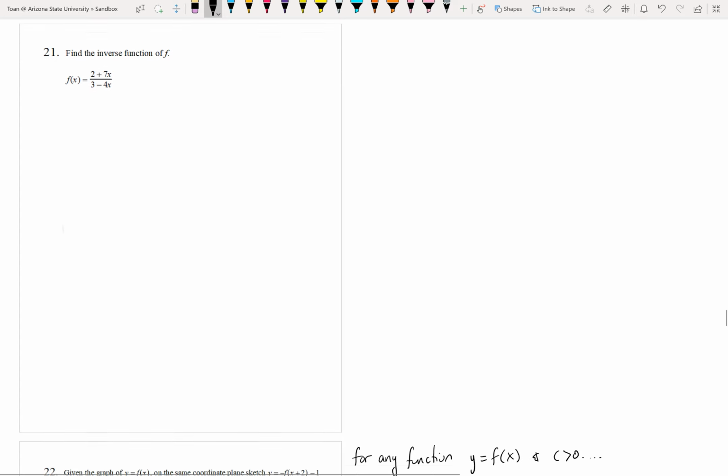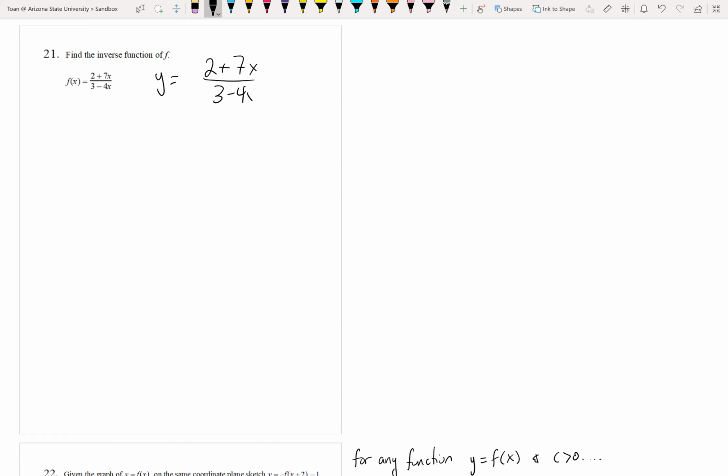Number 21, the idea of finding an inverse is algebraically just solve for the other variable, solve for x. The first thing I would do, though, is change the f of x into a y, and then go ahead and solve for x. This is a rational function, so I'll go ahead and clear the fraction by multiplying both sides by 3 minus 4x, just multiply by the denominator to get rid of it.